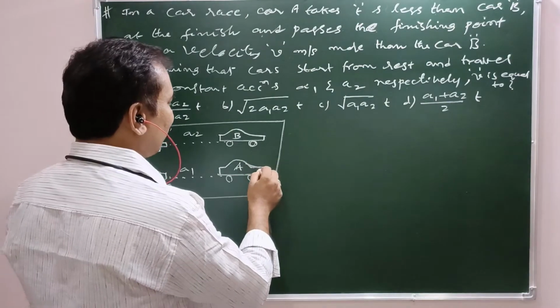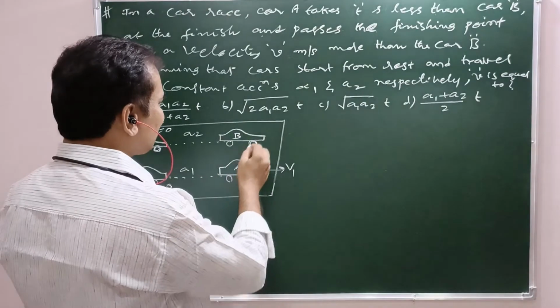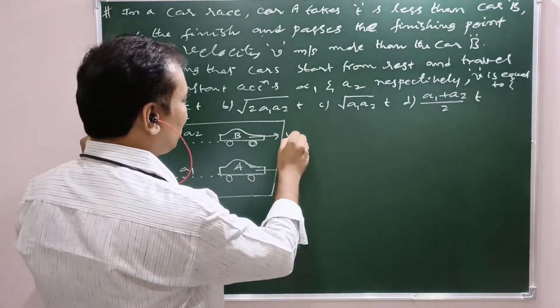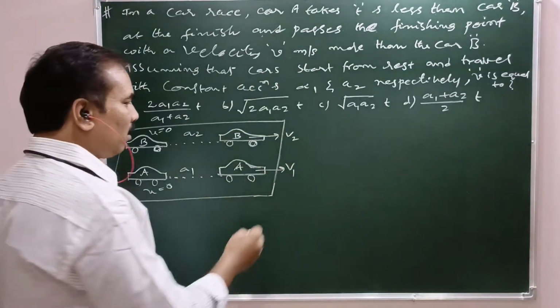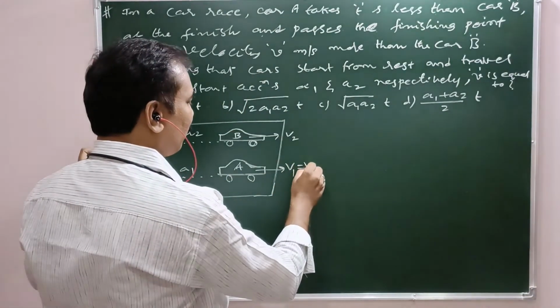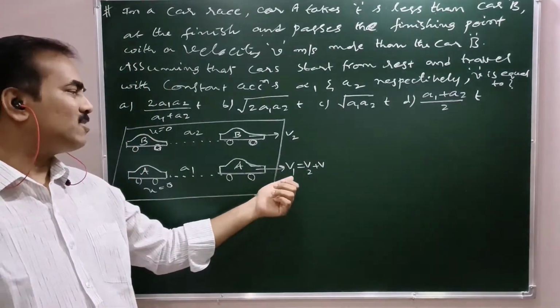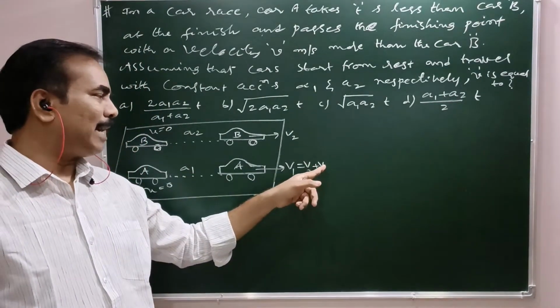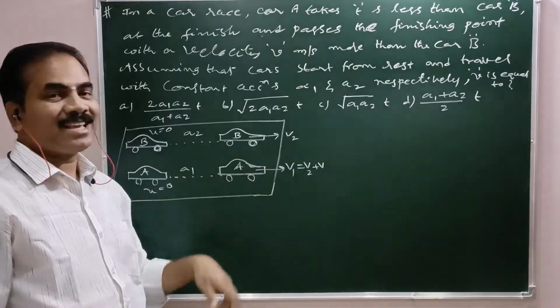Let it be v1. What is the velocity of car B? Let it be v2. Now what is the relation between v1 and v2 here? From the data, v1 equals v2 plus v. Why? Because car A gains excess velocity by an amount v over car B and takes t seconds less also.